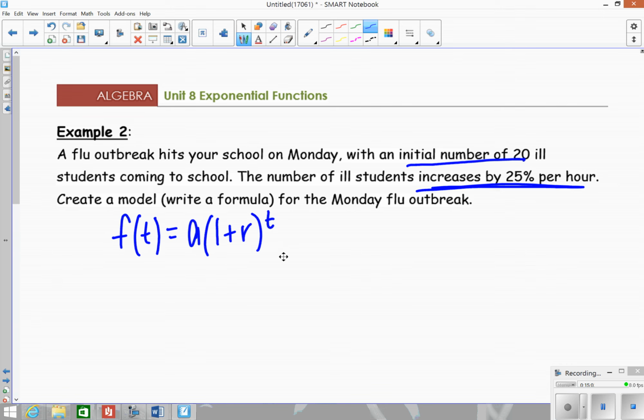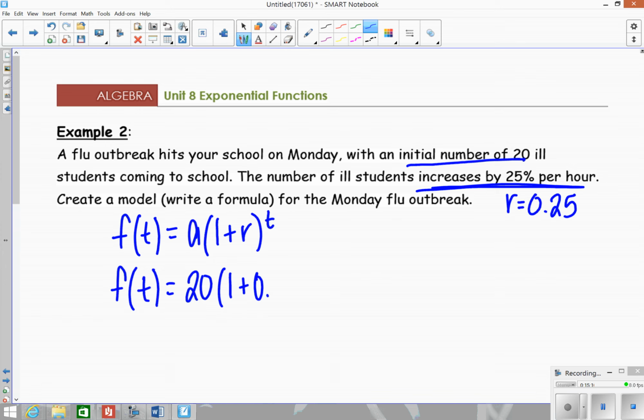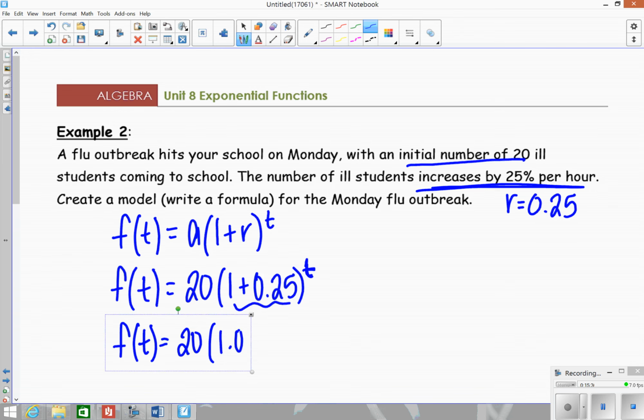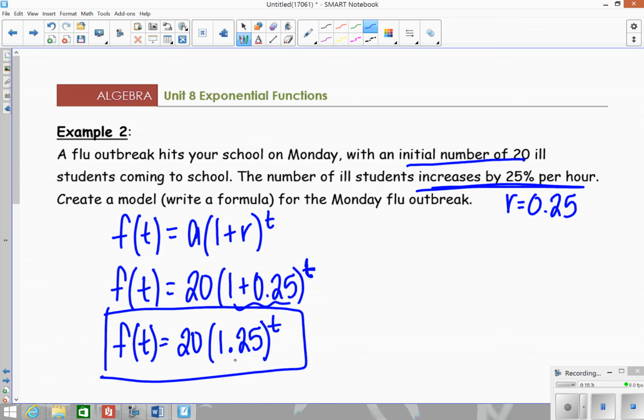So then we have an initial number of 20. So f of t equals 20 times 1 plus our rate, which is going to be 0.25. So 1 plus 0.25 raised to the t. So there's our formula. I'm just going to go ahead and add those because when you see a problem like this, those are going to be added. Like if it were a multiple choice question, they wouldn't leave it as 1 plus 0.25. They would actually add it. So I'm just going to write that. Because this way too, you see that it truly is an exponential growth function because that growth factor is greater than 1.